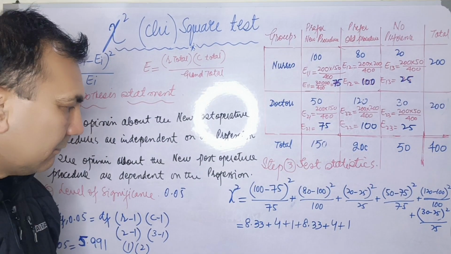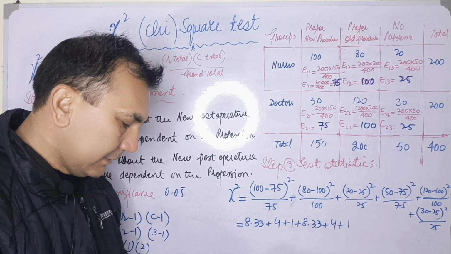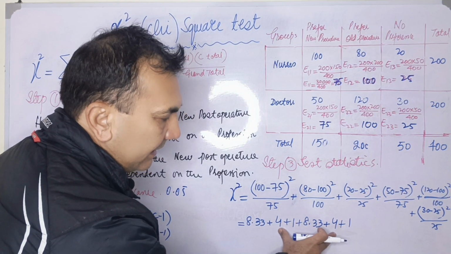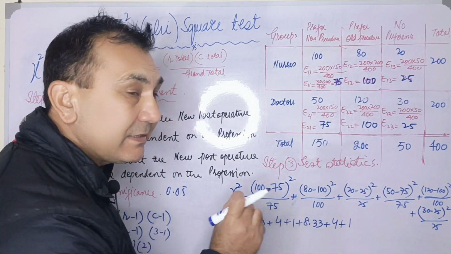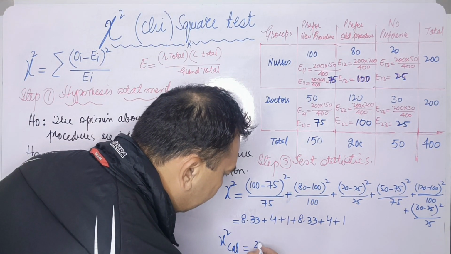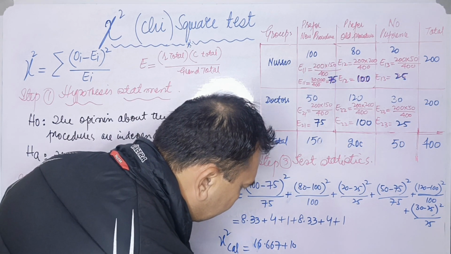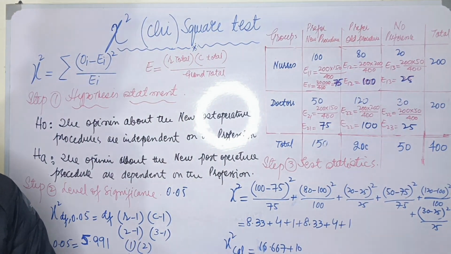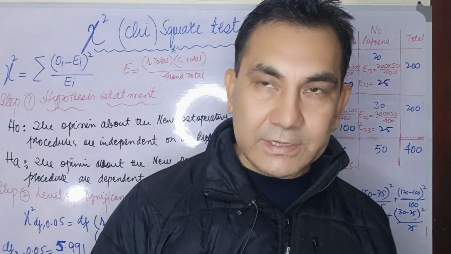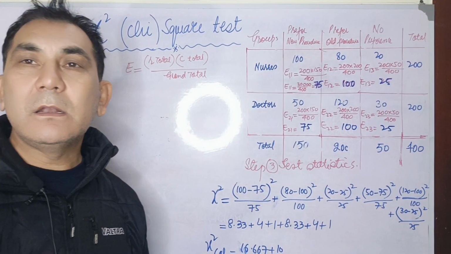Now we will sum up all these values. 8.33 plus 8.33 is 16.66. 4 and 4 is 8, 1 and 1 is 2. 8 plus 2 is 10. 10 plus 16.66 gives the chi-square calculated value, 26.667. So 26.66 is the chi calculated value. We come up with the result that 26.66 is the chi calculated value.